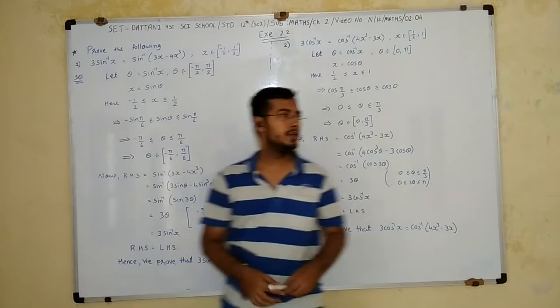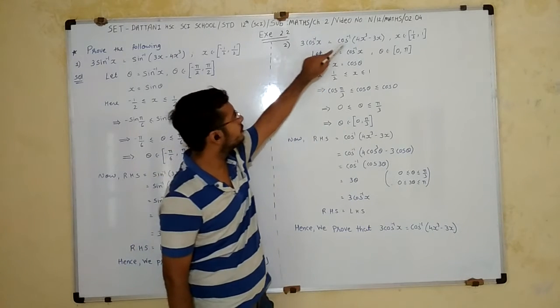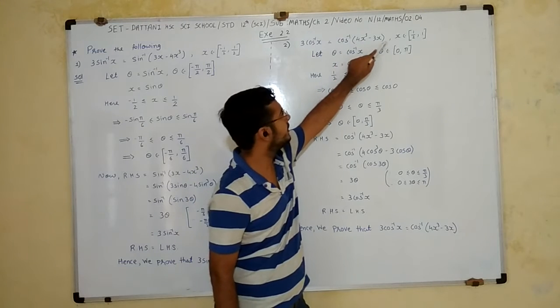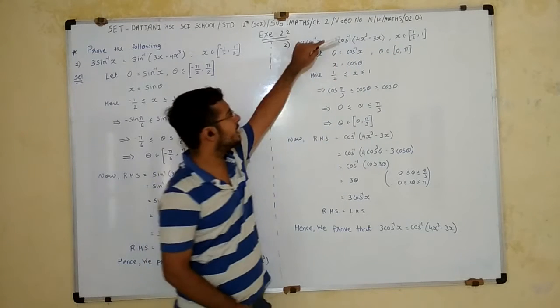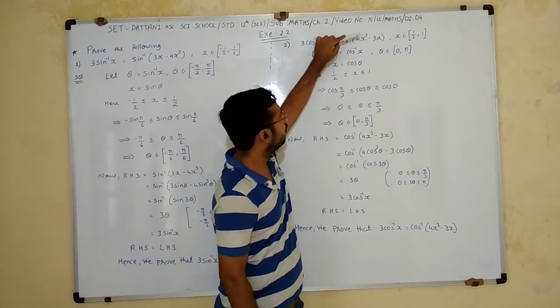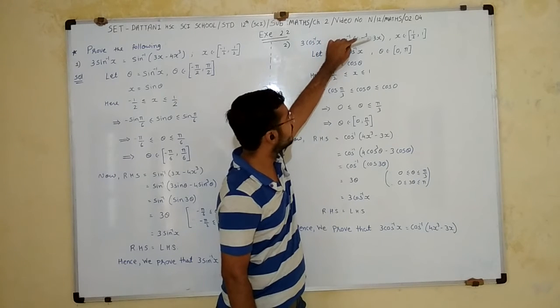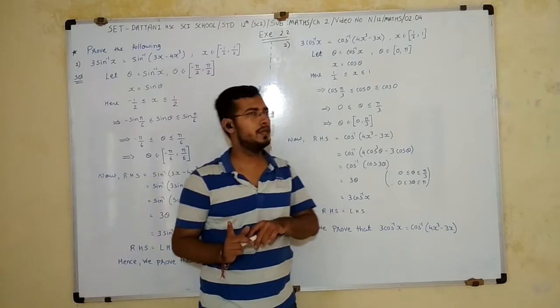Similarly, the second sum is for cos. 3 cos inverse x is equal to cos inverse of (4x cube minus 3x), where x belongs to 1 by 2 to 1. Similarly, you have to check: if I put x here, there is 4 cos cube x minus 3 cos x. So it is the formula of cos 3 theta.